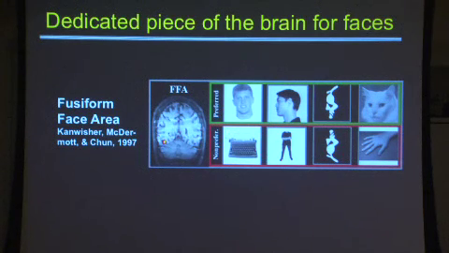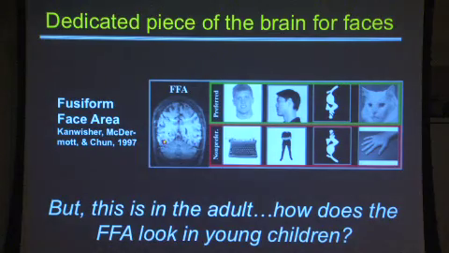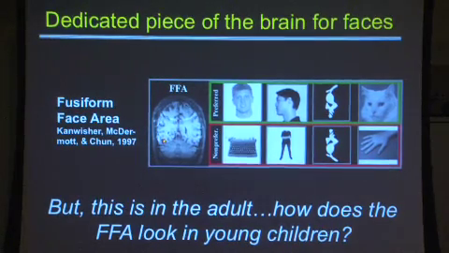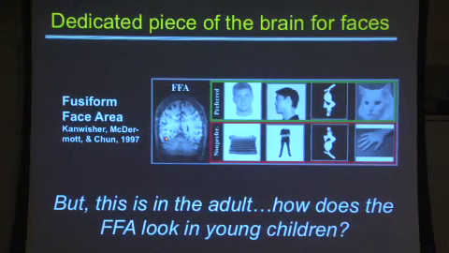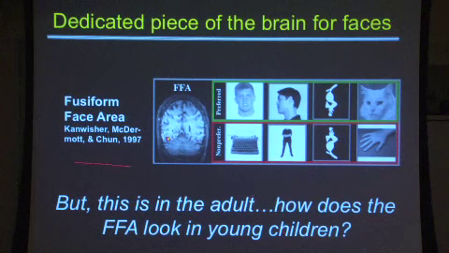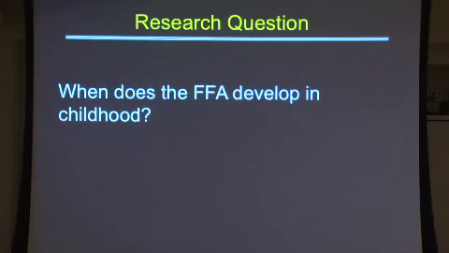Now, the project I'm involved in currently is not looking at the FFA in the adult, but rather in the child. So what are we learning from scanning your children about the development of face recognition? We can look at the FFA, the precise piece of tissue that we know exists in the adult. How does it change over development? When does it arise? When does it look like an adult's? So the research question is, when does this FFA develop in childhood?